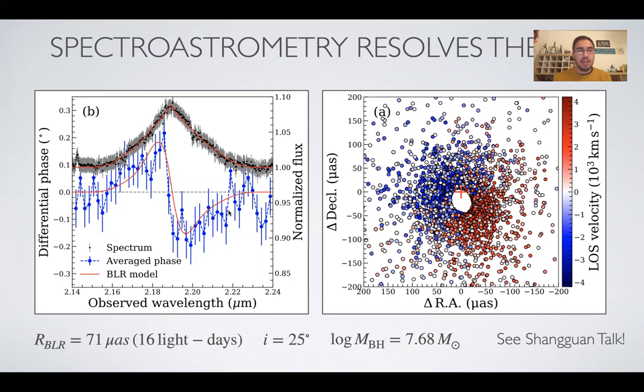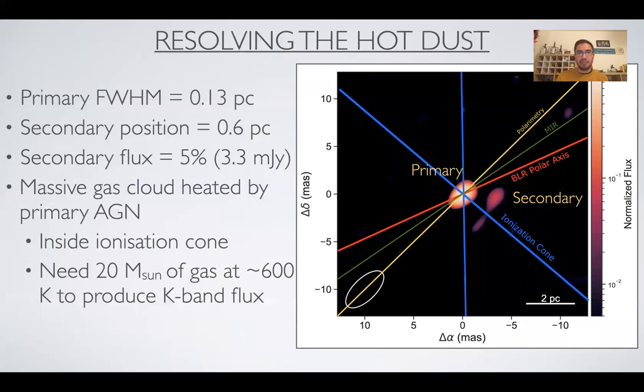In particular, the size of the broadline region we find is about 71 microarcseconds, or about 16 light days. We find an inclination of around 25 degrees and a black hole mass of around 7.7 solar masses. And I invite you to watch Shan Guan's talk, where he discusses possible implications for at least our size measurement and place it on the so-called radius luminosity relation for broadline regions.